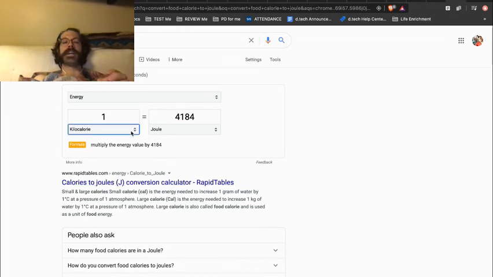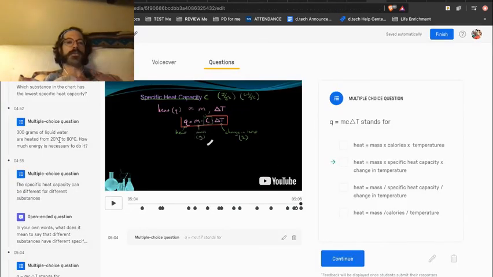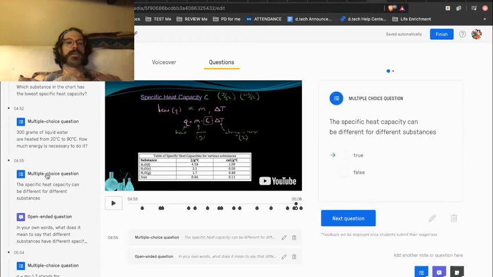So the big idea is that the small calorie is also called a gram calorie. And you'll notice that 1 gram calorie is equal to 4.184 joules. And where did we see that number before? 4.18. Oh, yeah, right back in the Ed puzzle. So if we look here, the specific heat capacity for liquid water is 4.18 joules.